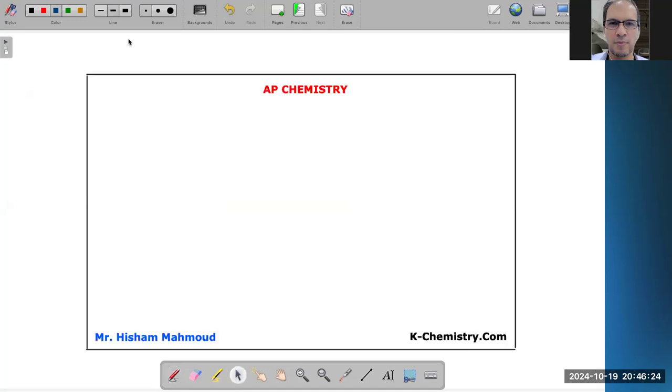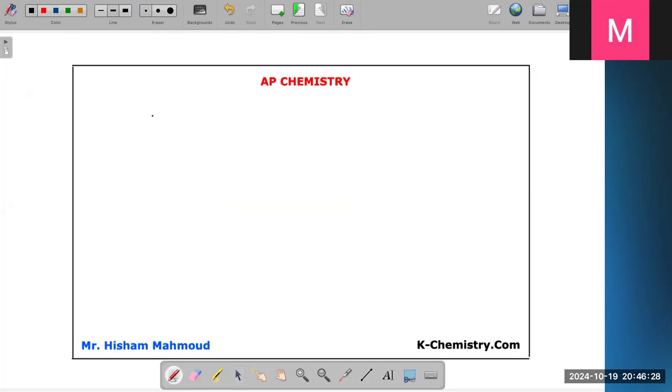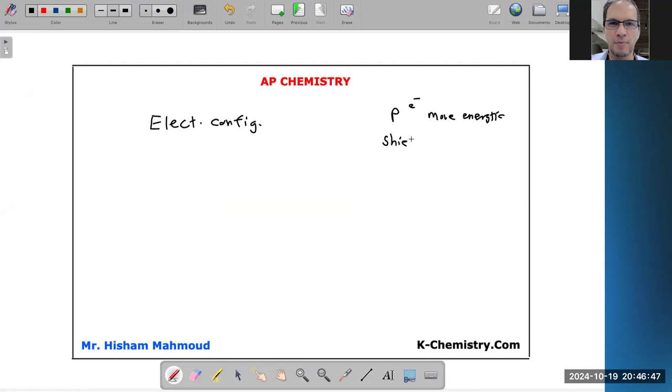What are the 3 things that I will say to make the exception? Configuration. Write the electronic configuration. And you say that the P electron has more shielding and is more energetic. The P electron is more energetic because it is shielded by the S electrons.